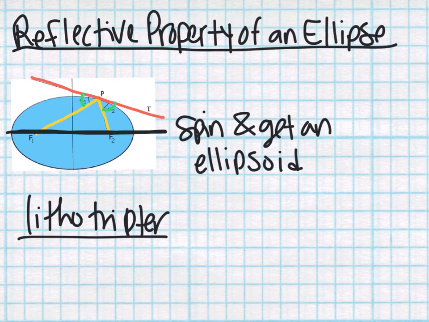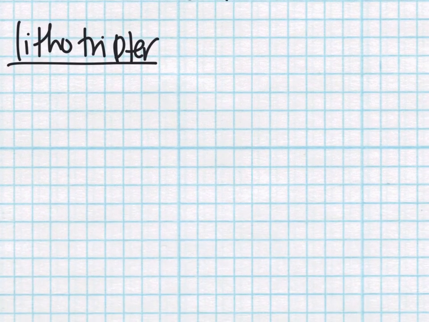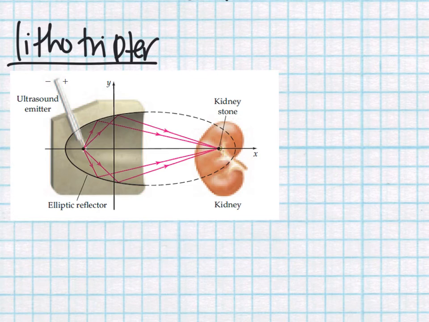So let's look at a diagram of what a lithotripter in use would look like. We've got an ultrasound emitter over here on the left, and it is projecting ultrasound waves right at that left focus. And then we've got a patient's kidney stone on the right. It doesn't matter where the ultrasound waves go, they will all end up bouncing off the walls of this ellipsoid and smashing into the kidney stone at the focus on the other end.